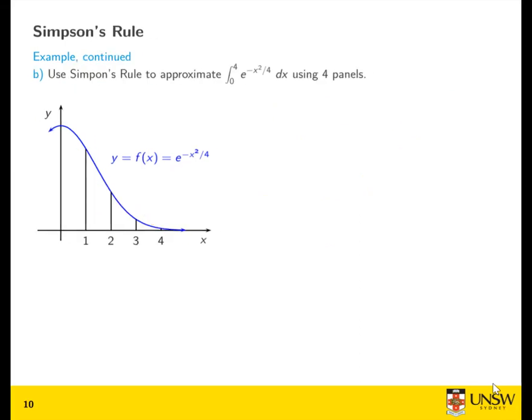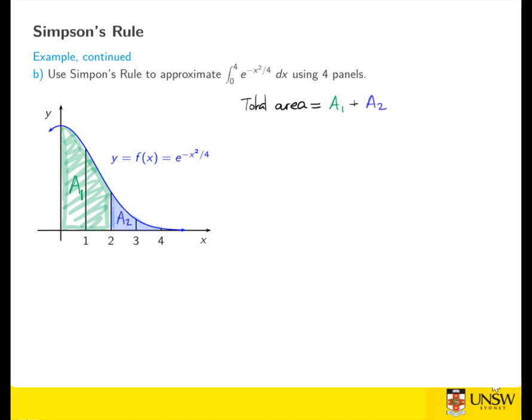We are going to treat these 4 panels as 2 groups of 2 panels, and we will apply our formula on each of these 2 groups. So our total area is equal to the green area plus the blue one. Okay, so let's use Simpson's method for the green area.